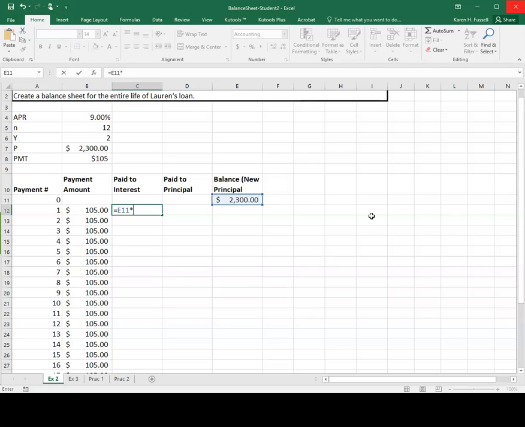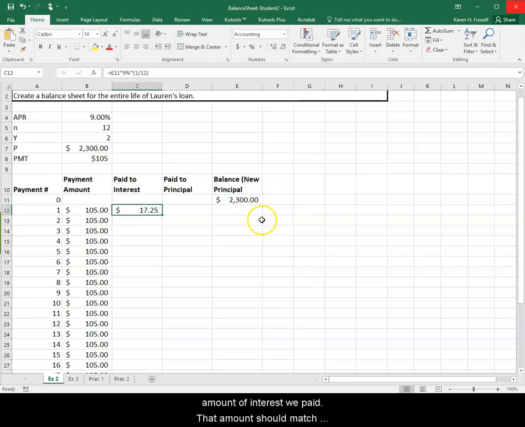But remember, when we do our time, so times our time, this is only 1 month, so I can't put in 1. I need to put in 1 over 12. Okay, that will be for 1 month. Okay, so 1 out of 12. And then hit enter, and that'll give us the amount of interest we paid. That amount should match what you did in your workbook for example 2.